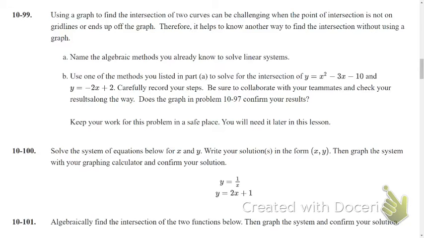Okay. So for part B, it says to use one of the methods that I just mentioned to solve that quadratic equation right here, y equals x squared minus 3x minus 10, and this linear equation of y equals negative 2x plus 2. Okay, so it says to carefully record your steps. Be sure to collaborate with your teammates. Obviously, you can't collaborate with anyone. And then ask yourself, does a graph in that first problem that we did today, 10-97, confirm your results?